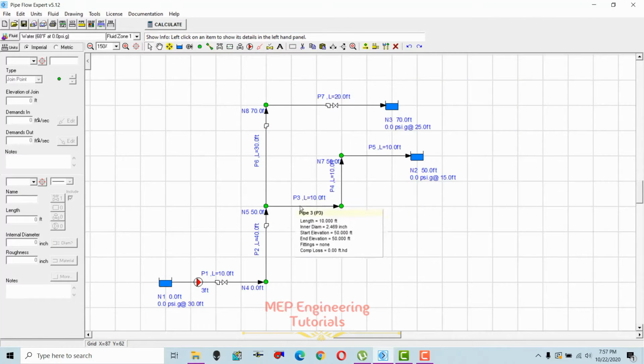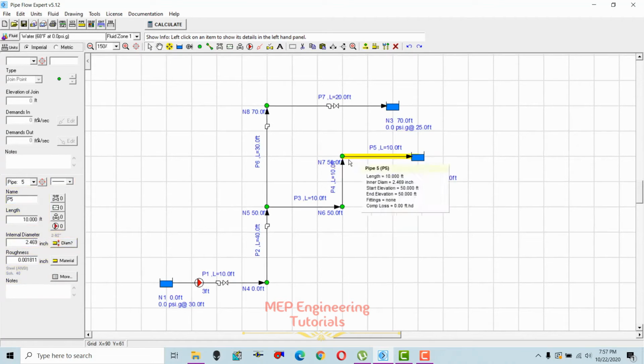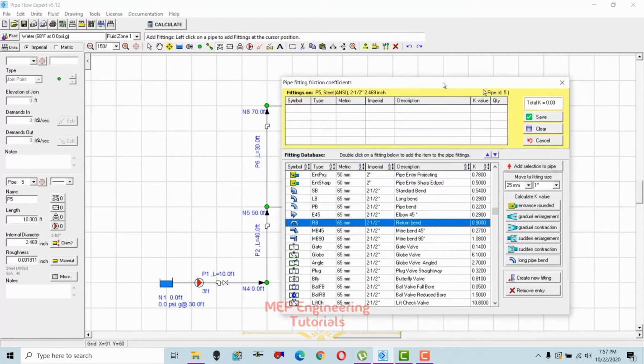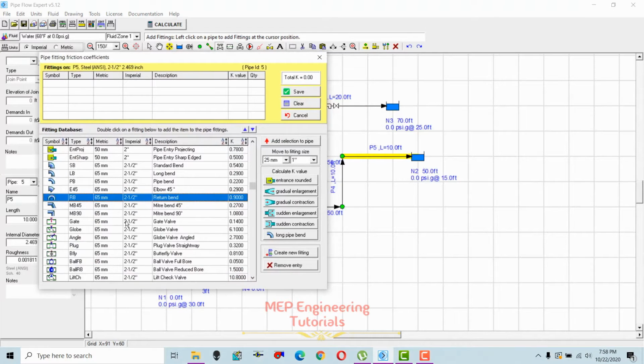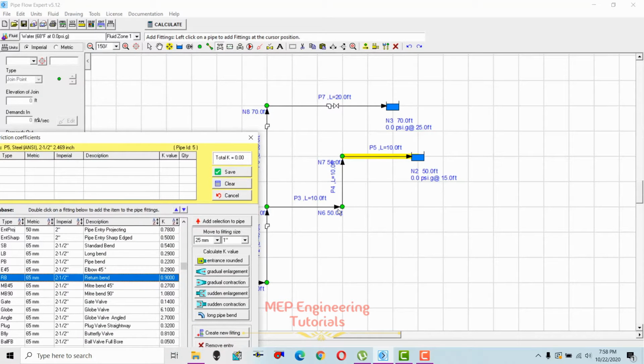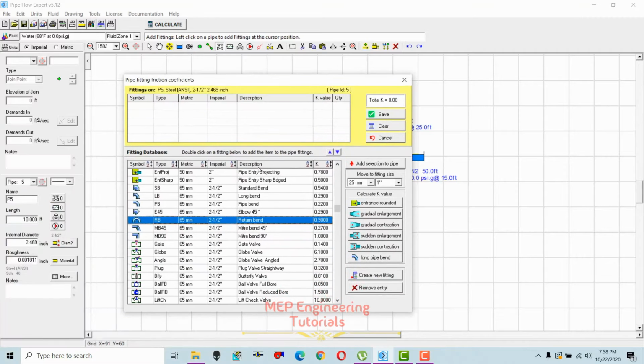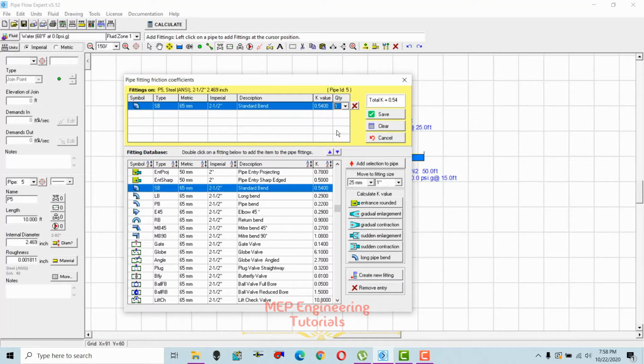So now I'm gonna add fittings here also. So I'm gonna select this pipe, I'm gonna add the fittings in here. So just select the add fittings here, select the pipe segment. Here I'm gonna add one gate valve here. Also, if you see, I will add some elbows, like one elbow at this point and one elbow at this point. So total two elbows I will add, 2.5 inches. So standard bend, add to the pipe and change the quantity to 2.